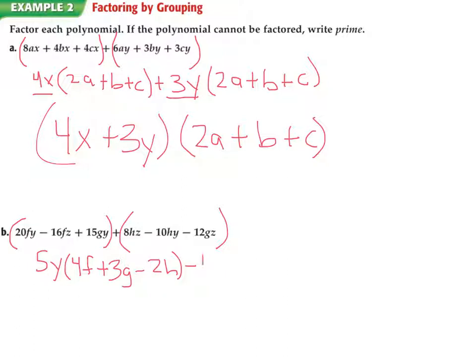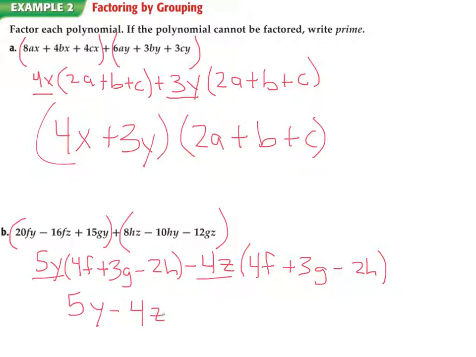In the second piece, I'm going to pull out a negative 4z. Now if I pulled out just a regular 4z, my two inside pieces wouldn't match. That's why I'm going to pull out the negative. So now I'm left with 4f plus 3g minus 2h. Now I'm going to write the two factors I'm left with. One coming from my outside pieces, so I have 5y minus 4z as one piece, and then 4f plus 3g minus 2h for my second piece.